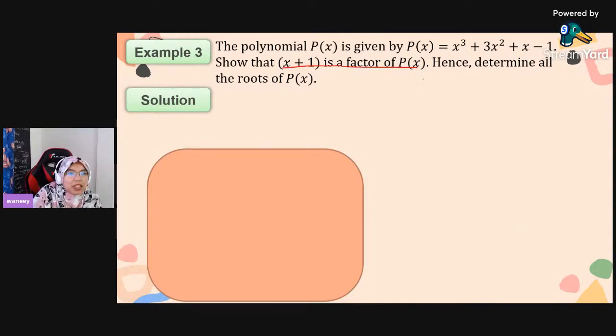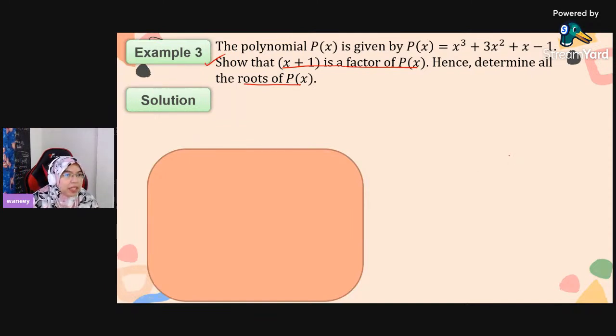So we just simply need to substitute them in and check that they are definitely equal to 0. Hence, determine all the roots. That means I have to factorize them completely and then find out what the roots are. So now let us first show x plus 1 is a factor of P(x).